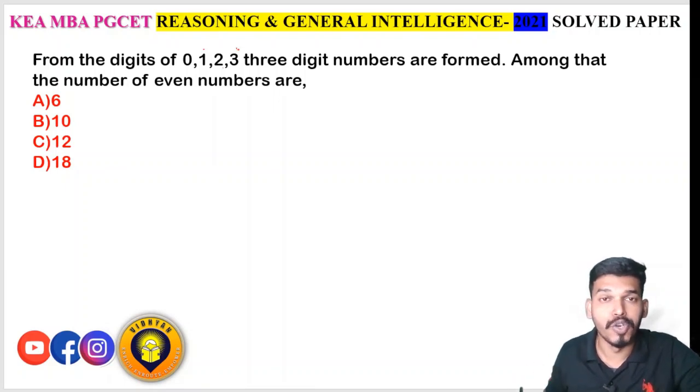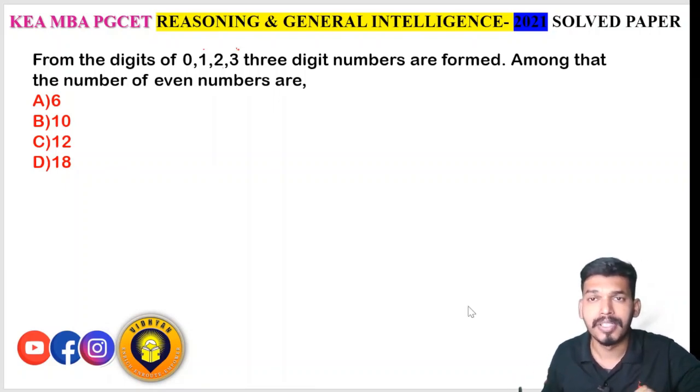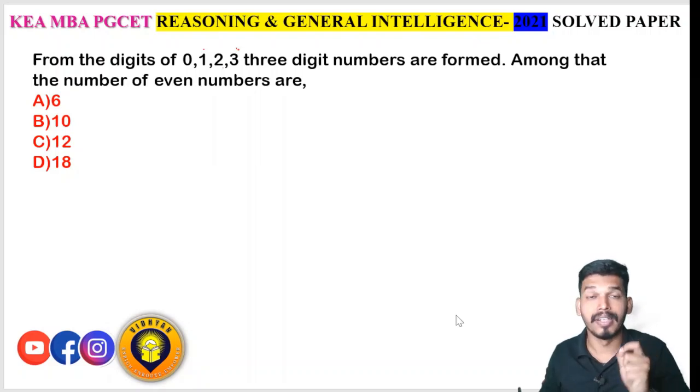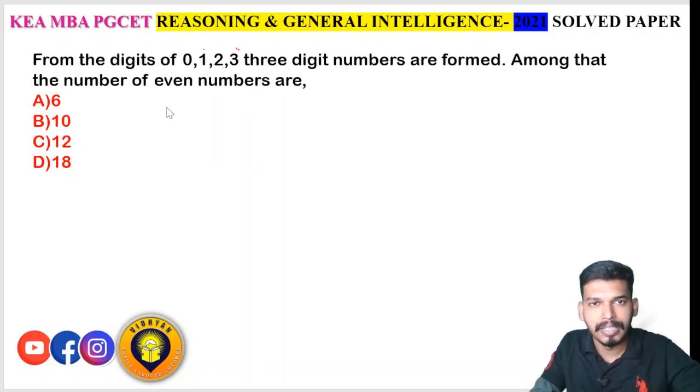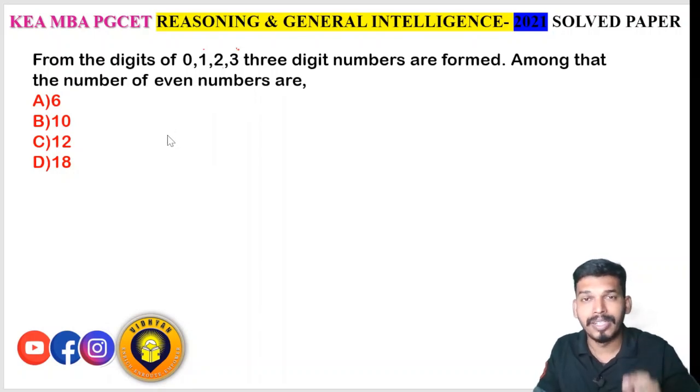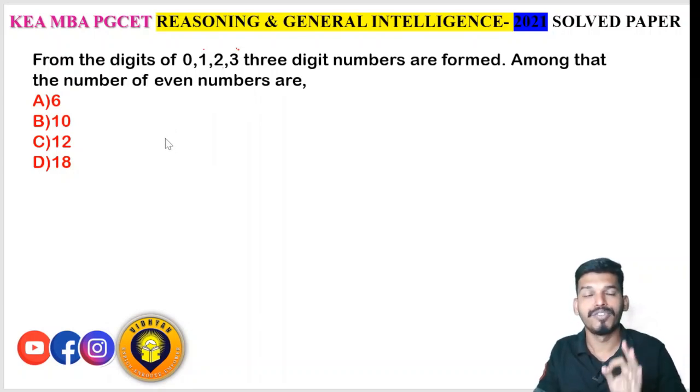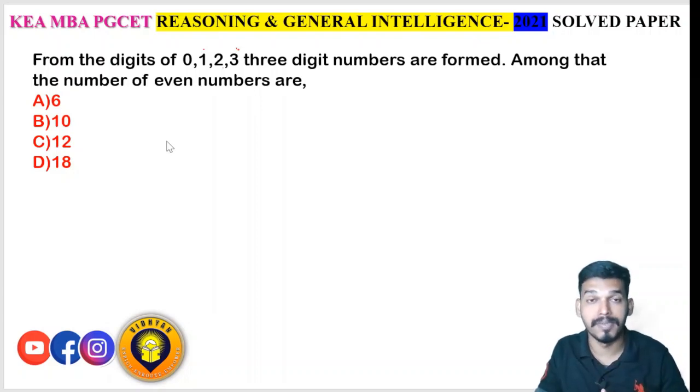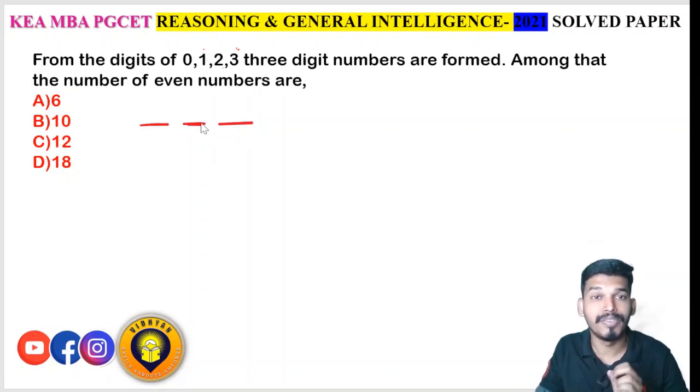From the digits 0, 1, 2, 3, 3-digit numbers are formed. Among that, the number of even numbers are. See, they have given you 4 digits. From these 4 digits you have to form a 3-digit number, and that too even numbers. So a 3-digit number has to be formed and that has to be an even number.